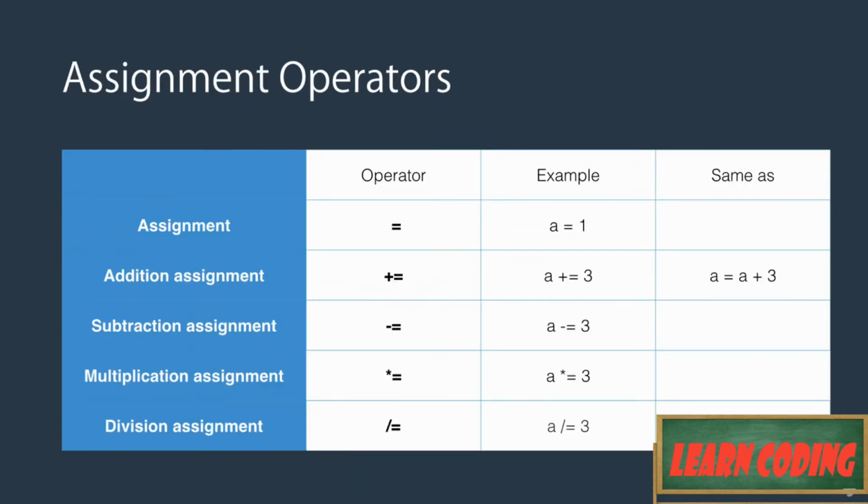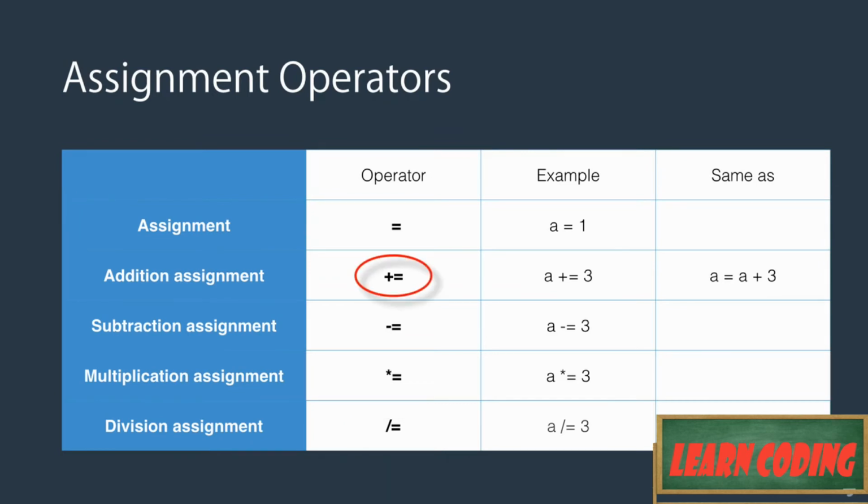Next, assignment operators. So the most commonly used is the one with a single equal sign. So here we set a to 1. Pretty basic. Now look at the next 4 types of assignment operators: addition assignment, subtraction assignment, multiplication assignment, and division assignment. Let's see how they work.